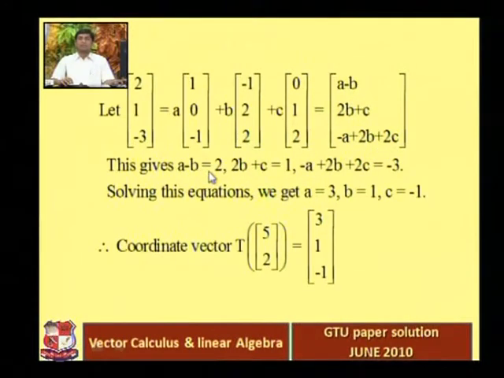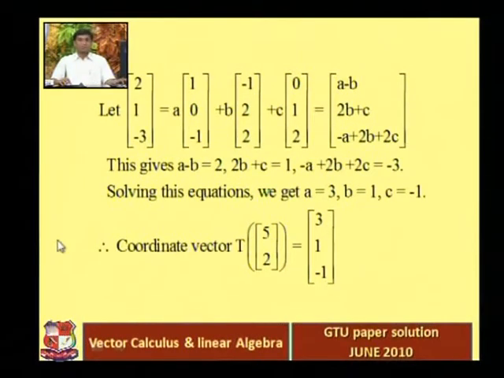So a minus b is equal to 2, 2b plus c is equal to 1, and minus a plus 2b plus 2c is equal to minus 3. So again you can solve these 3 equations using an augmented matrix, convert that augmented matrix into a row echelon form, and using that row echelon form you can solve these 3 equations. So finally I directly wrote the answer here. Solving these equations, we get a is equal to 3, b is equal to 1 and c is equal to minus 1. So what is our coordinate vector corresponding to this second basis vector T of 5 2? That is equal to 3 1 minus 1.